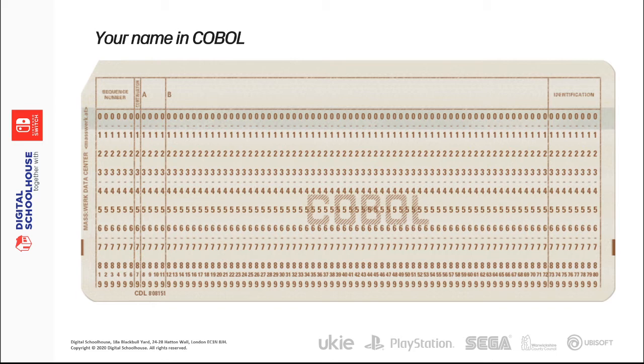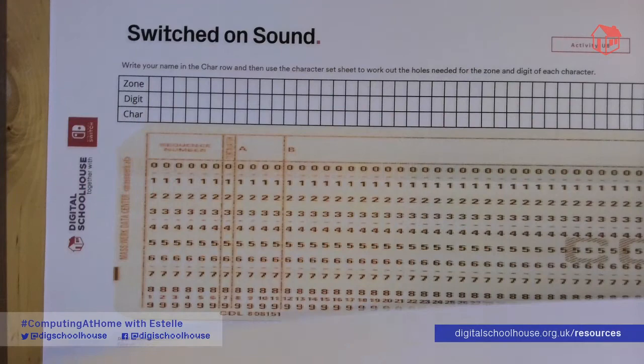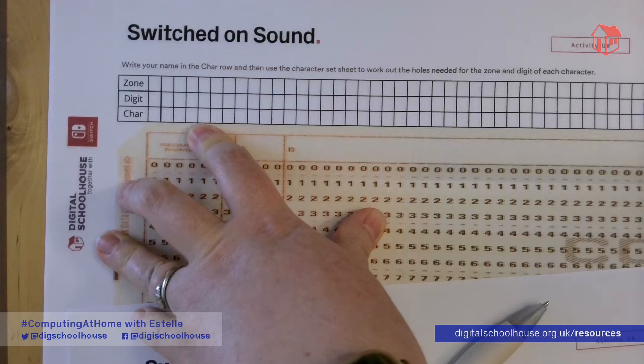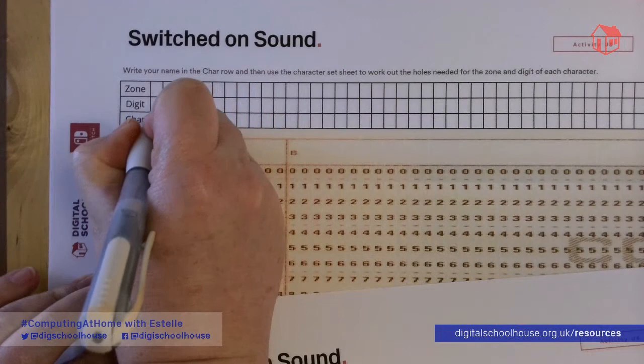Right, next thing I would like you to have a go at doing is writing your own name in COBOL. So you've got now a blank version of the COBOL punch card, which I'll just show you on the screen now. So here is a blank version of the COBOL punch card. So the first thing you need to do is write your name in this character bit along the bottom here, because we're going to be converting that into the holes in the punch card. So make sure that you put your name into this space here, because that's your first point. So my name is Estelle.